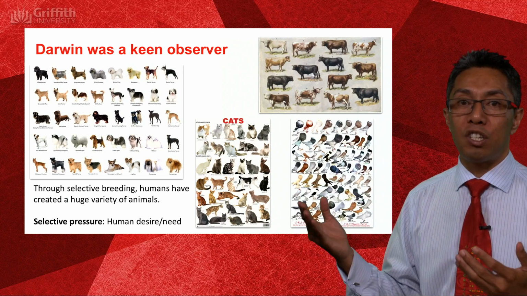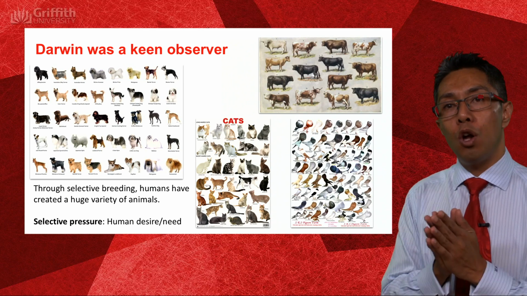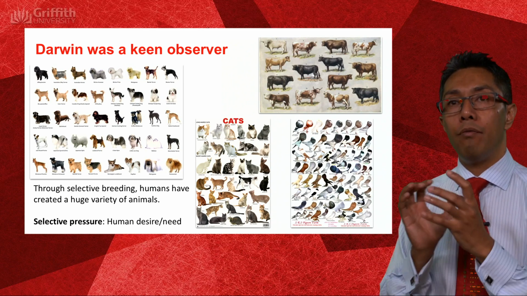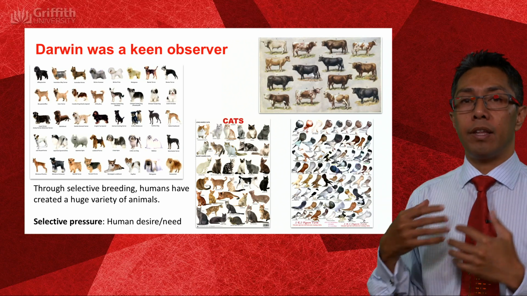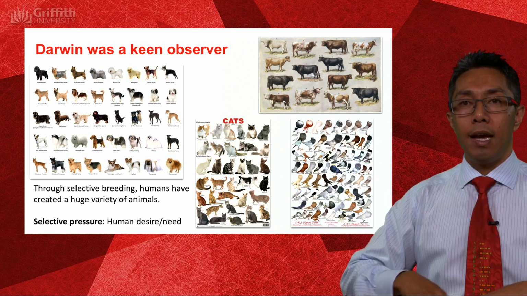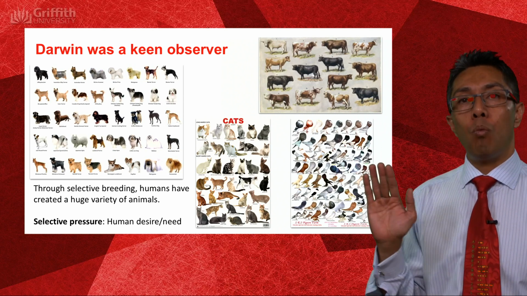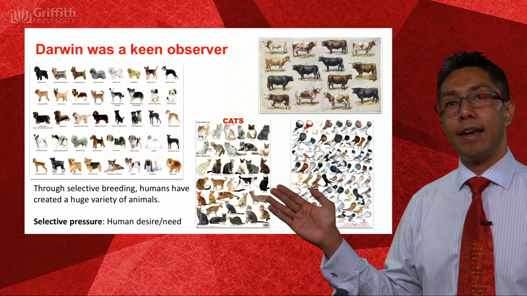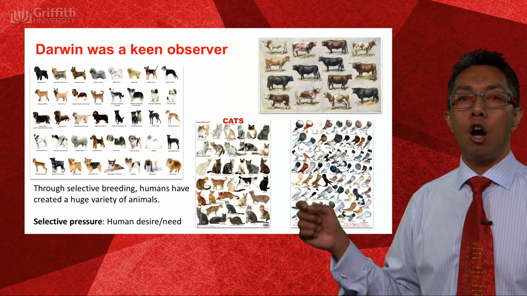Pigeons is especially exciting in Darwin's time because pigeon fanciers would really, really ramp up these characteristics of the pigeons, and so they'd have these crazy chests and feathers on their feet and totally impractical for flying. But what's common to all of these is that what was doing the selecting was human desire and need.